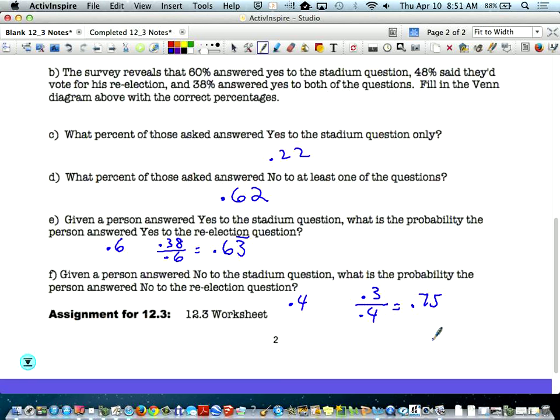This is a given probability. It's kind of like when we had that table the other day. Who do you bring into the room for the survey? I'm bringing in the 40% that already said no. Now, what percentage of those people? So it's the division, the part divided by the whole.